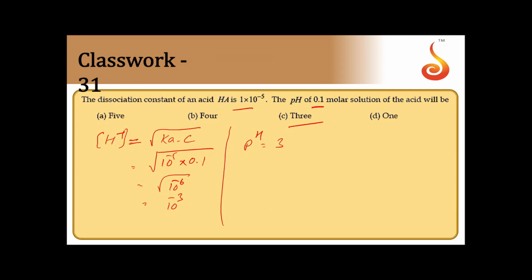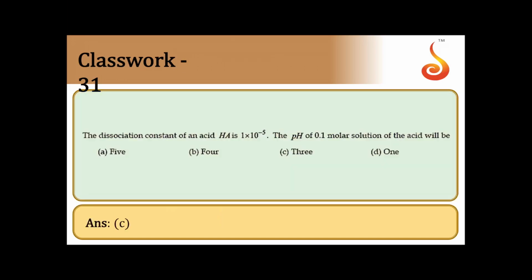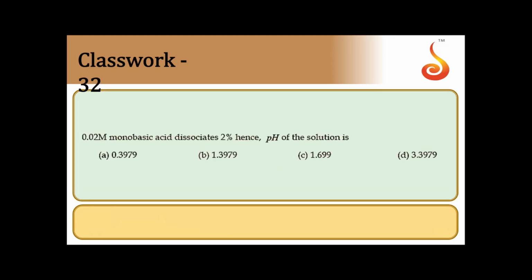So for weaker acids, H plus is equal to the square root of Ka into C. So the answer is 3. Then 32.